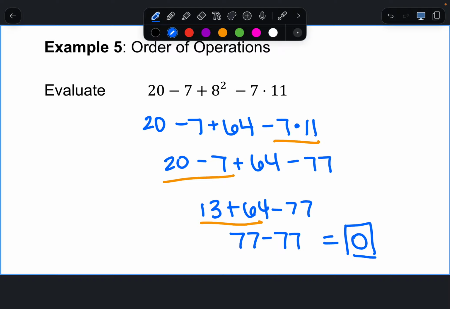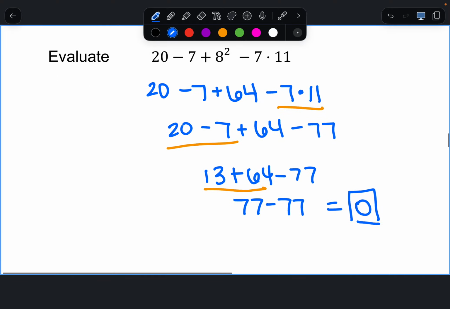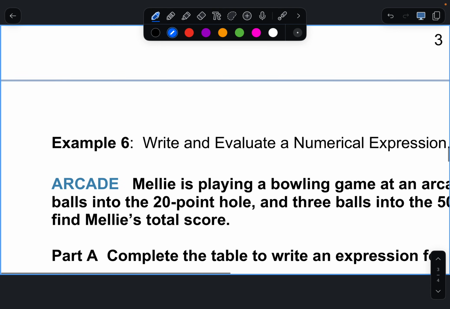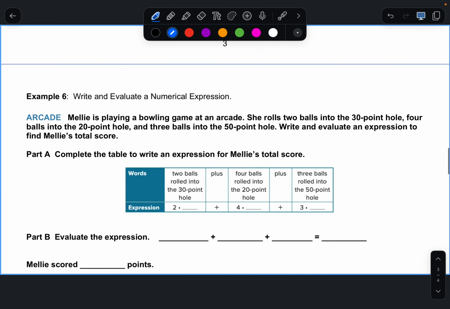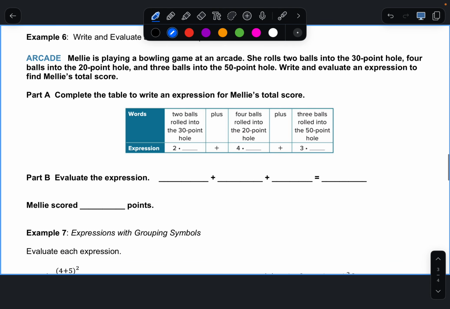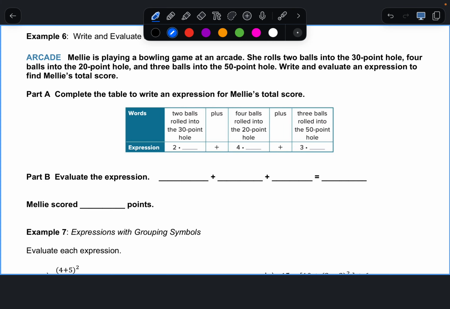Okay, so the expression, what are we multiplying 2 by? 30. Okay, what are we multiplying 4 by? 20. And what are we multiplying 3 by? 50. So when I say write an expression, we're talking about this right here. That's our expression. Then we're going to evaluate our expression. What do we have to do first? Multiplication.